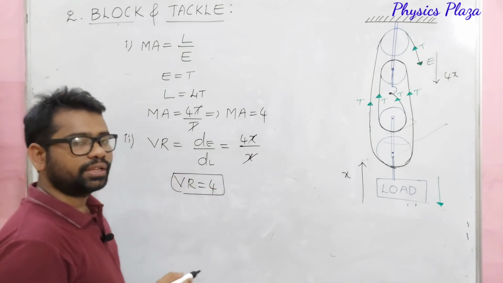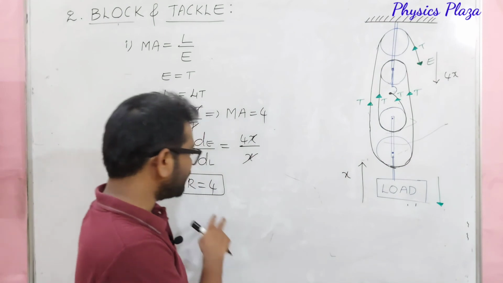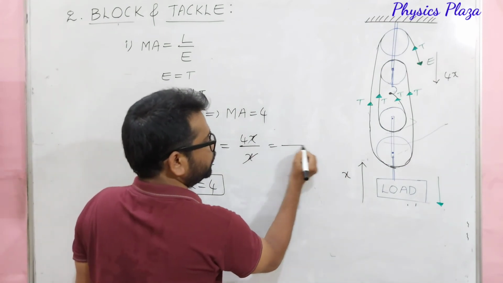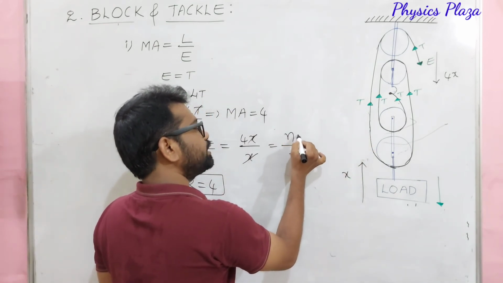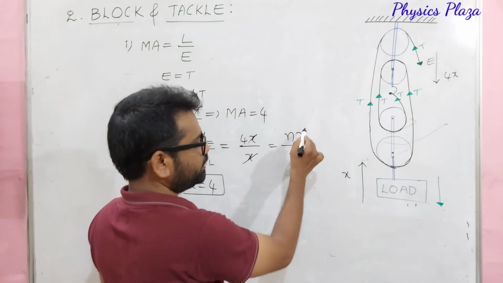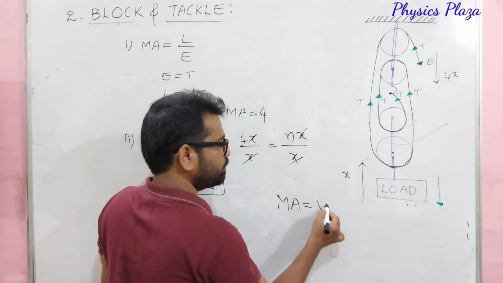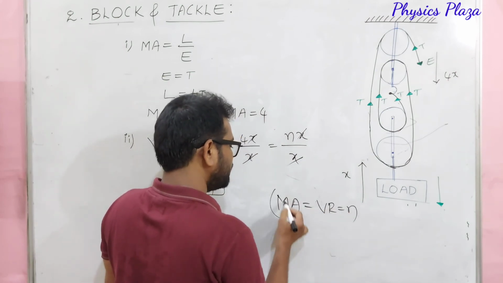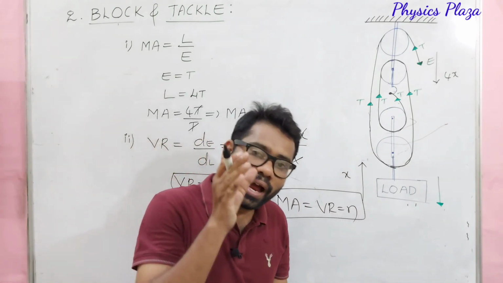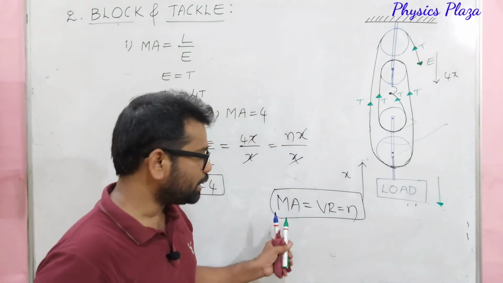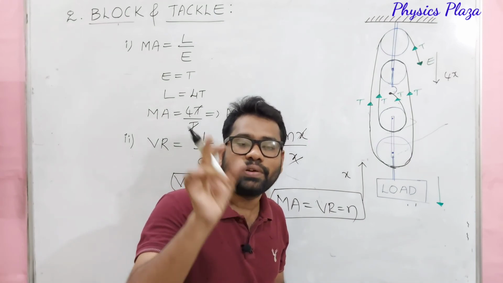That's it. Dear children, if there are n number of pulleys, how to calculate the velocity ratio? Load displacement will be x only. But if there are n pulleys, the effort is displaced by nx. So x cancels. Here you will get mechanical advantage n, and the velocity ratio also n. But dear children, this is strictly in the case of an ideal pulley system only. If not, you cannot get mechanical advantage equal to velocity ratio. Mechanical advantage is always less than the velocity ratio.